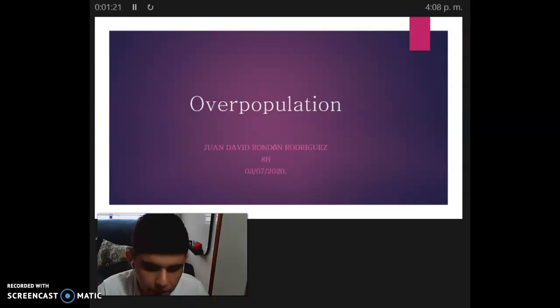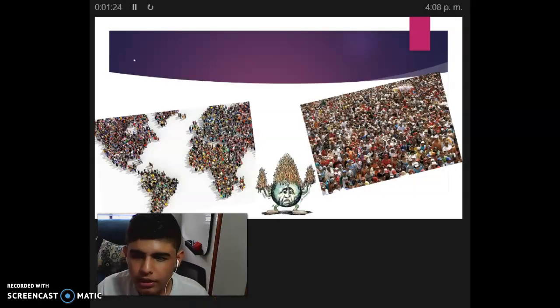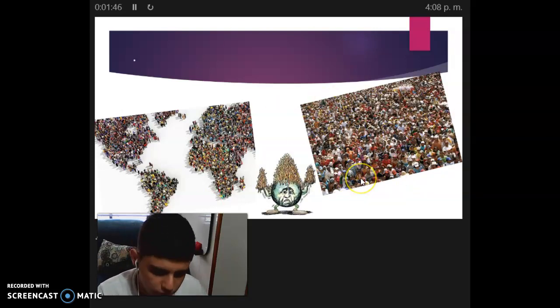Overpopulation is a phenomenon that occurs when high population density causes a worsening of the environment, the quality of life, or situations of hunger or conflict. This is a picture of overpopulation.